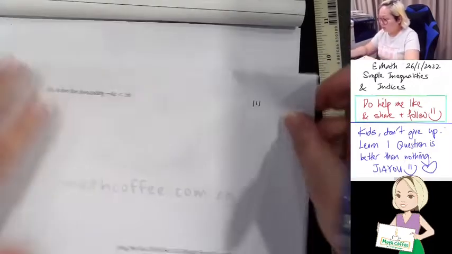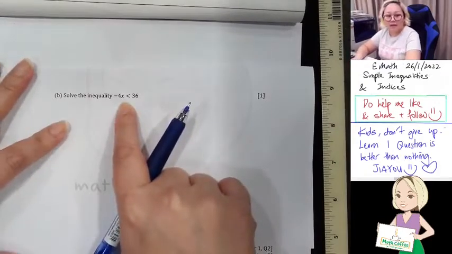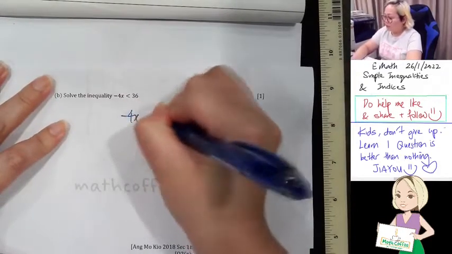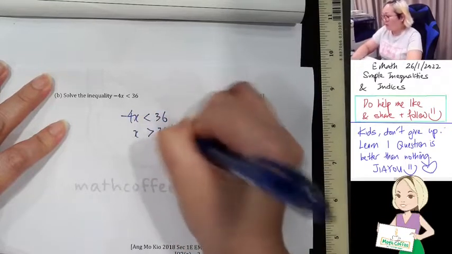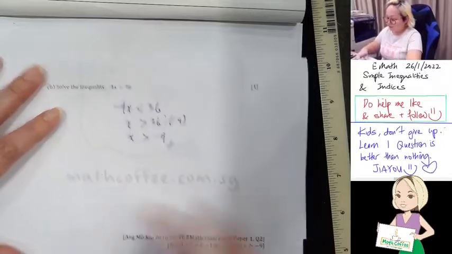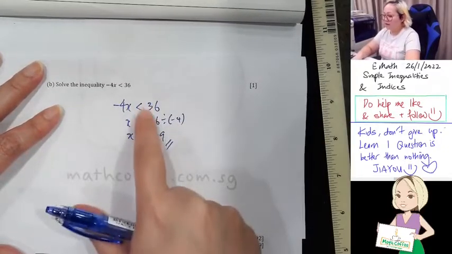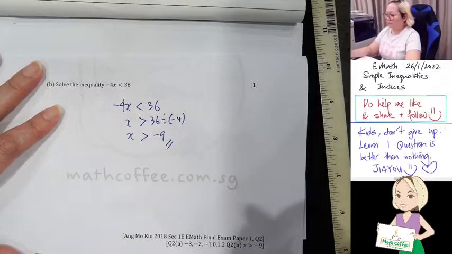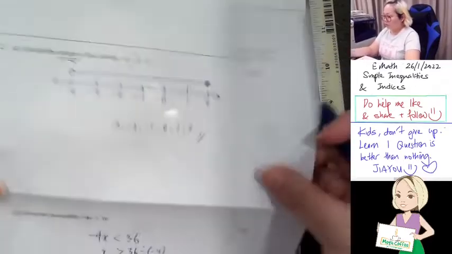Okay, let's move on. This one is nothing much. Just now I already said when we divide by a negative, we need to flip the sign. So x is more than 36 divided by negative 4, so x is more than negative 9. Done. Very easy. So when you divide by a negative, you need to flip the sign. Less than changes to more than. Okay, let's move on.